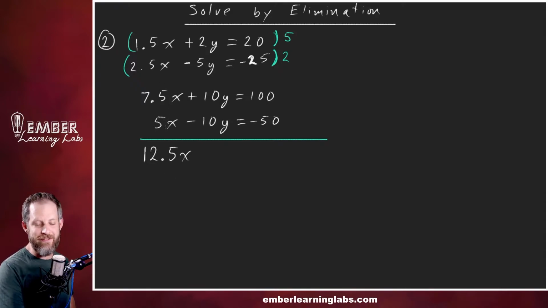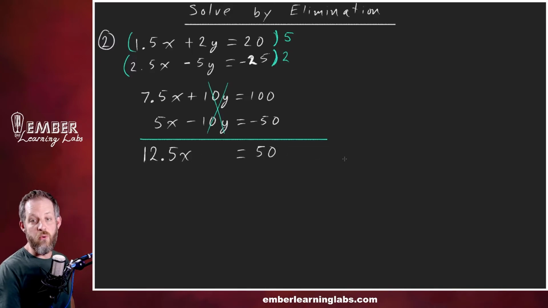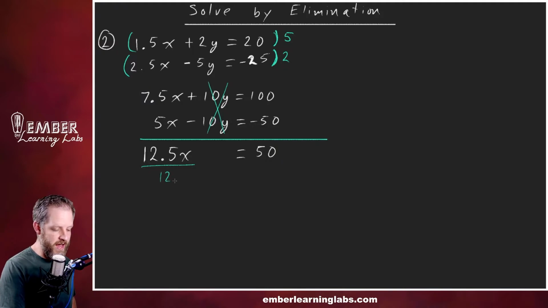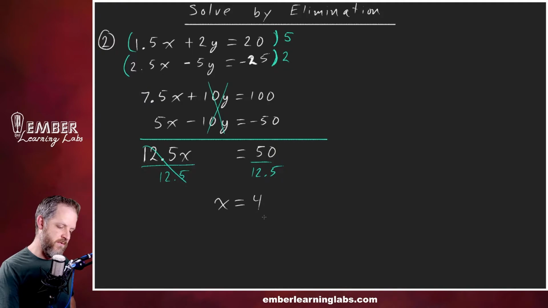12.5. No, 7.5 plus 5 is 12.5. These, of course, eliminate or cancel, which is what we expect to happen. If that doesn't happen, you did something wrong. Equals 100 plus negative 50 is positive 50. Now we've got one variable, one equation, so we can solve this by dividing 12.5 on both sides. That cancels, leaving us with x equals 50 divided by 12.5 is 4.